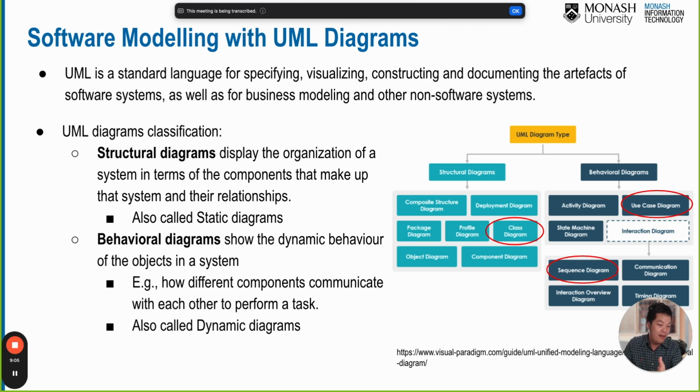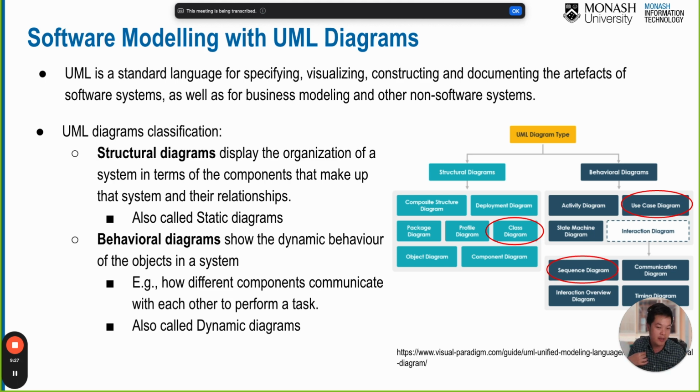But when we talk about the structural diagrams, we just talk about what the things in there are. Structural diagrams are just static. There's no activity there. We just talk about what is in there. But for the behavioral diagrams, we talk about how each of the objects communicates with each other.